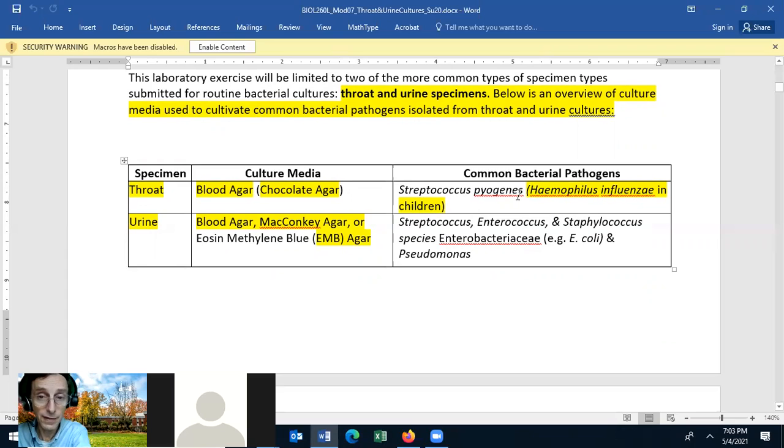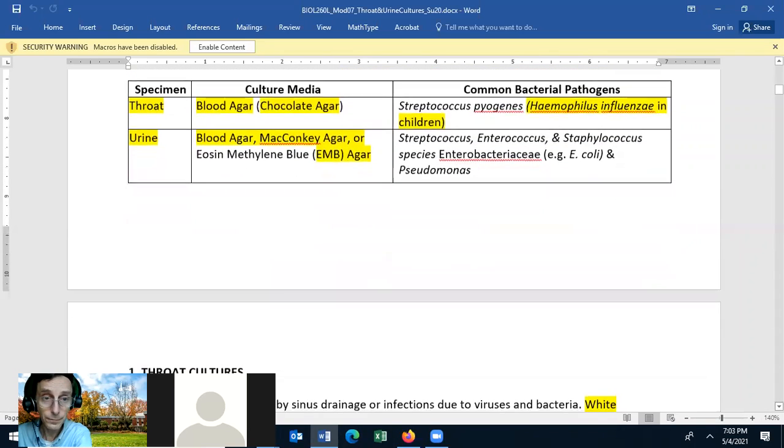Streptococcus pyogenes, if you don't know, causes strep throat. For growing urine cultures, blood agar, MacConkey's agar, and EMB agar are frequently used. And that's for isolating Streptococcus, Enterococcus, Staphylococcus, many species of Enterobacteriaceae, like E. coli, and then Pseudomonas, which is similar but different from Enterobacteriaceae.